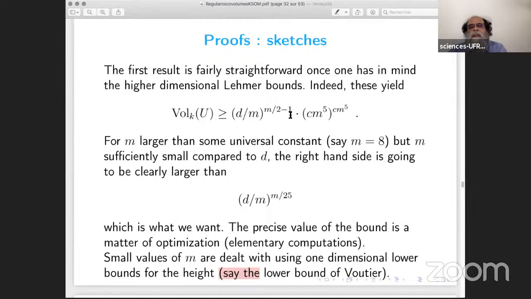And this explains why it cannot reach the case where m is close to d, because when m is close to d, this error term m to the 5 is much bigger than the main term here. So it doesn't tell you anything.